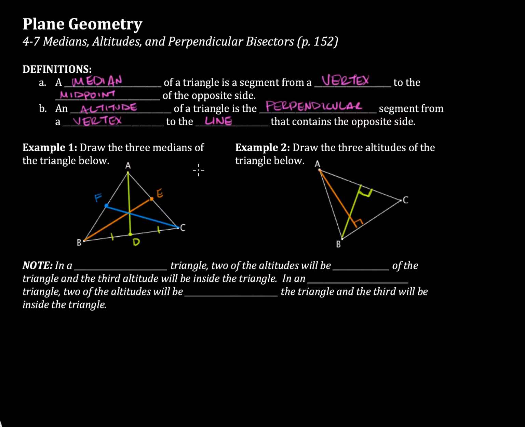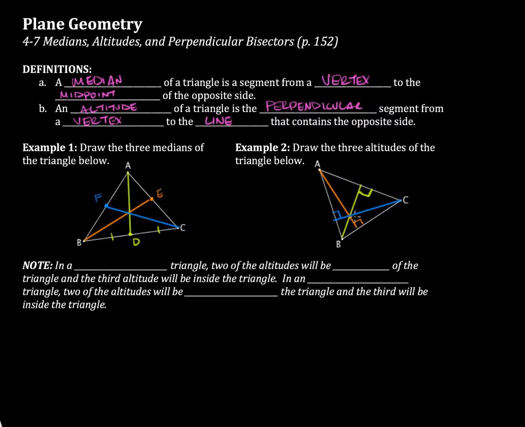And lastly, I'm going to do the altitude that goes from C over to segment AB. So I'm going over here, whoops, I didn't get my line tool out, going over here from C to AB and making what looks like a 90-degree angle right about there. And there you have it.